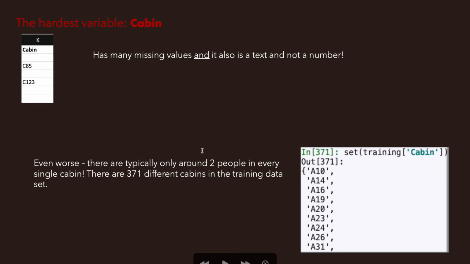A challenge now arises if we look at how many unique cabin numbers there are. We see there's 371. And by the way, I used a bit of a cheeky trick to do this in a very fast way. I transformed the column to be a set, and because we know a set only has unique values inside it, we know there must be 371 unique cabins. Remember, there are around 800 passengers in total in our training data set. So there's around one cabin number for every 2 passengers.